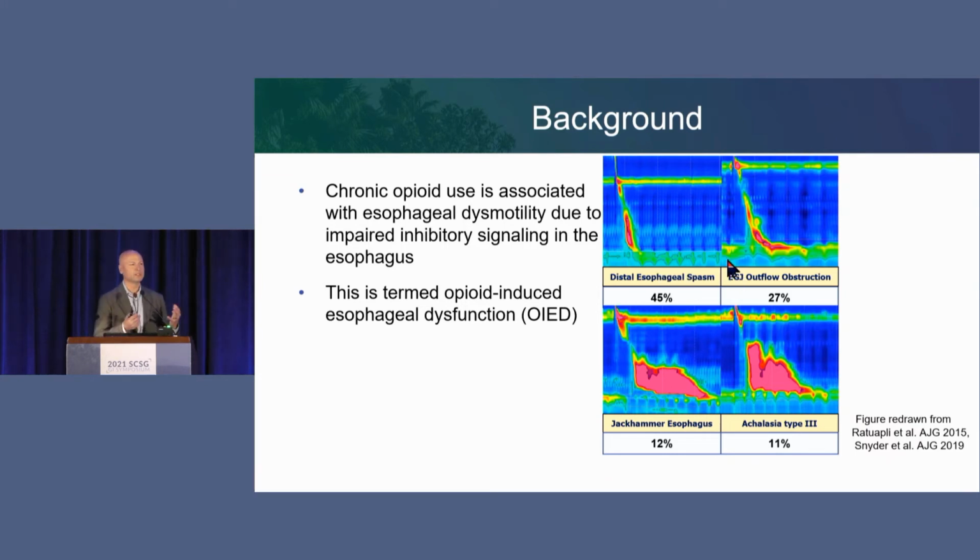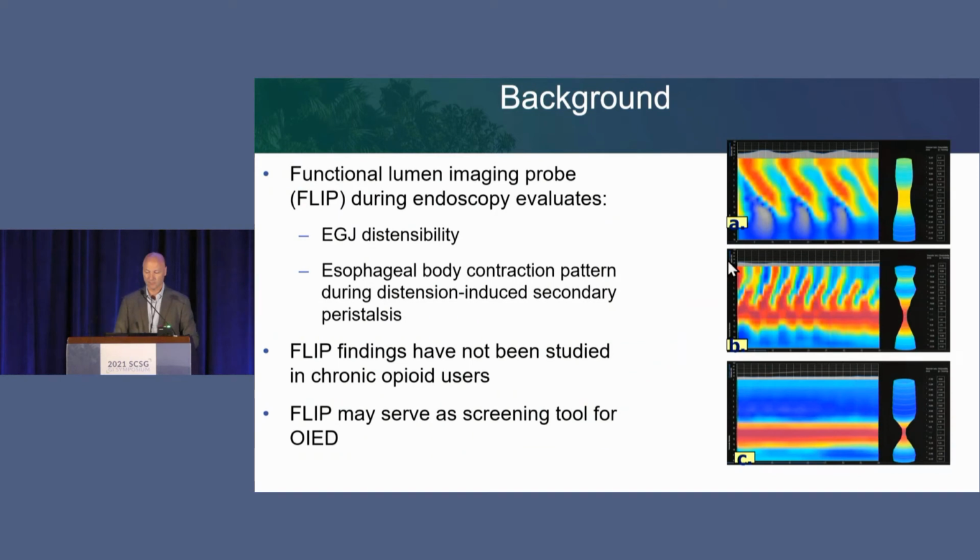You can see a little bit of distal esophageal spasm. You may even see a jackhammer-like pattern, an EGJ outflow obstruction because of the impaired LES relaxation, and then, as I mentioned, type 3 achalasia. Now, these are the patterns that we talked a little bit about this morning.